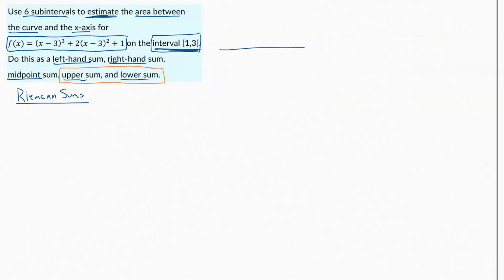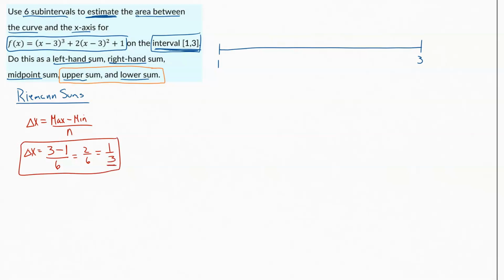So I'm going to draw myself a number line. I'm going to put 1 on this side, and I'm going to put 3 on this side. Now I need to break this number line up into its subintervals. I need to find what we refer to as our delta x, our change in x. The formula for finding your delta x is always going to be max minus min divided by the number of subintervals they want. So in this situation, our max of our interval was 3, our min on our interval was 1, and the number of subintervals they wanted was 6. So out of there, we get 2 over 6, which is going to get us 1/3. So our delta x is 1/3.